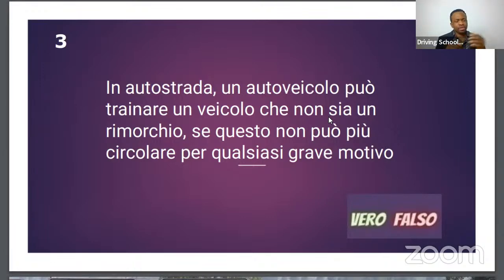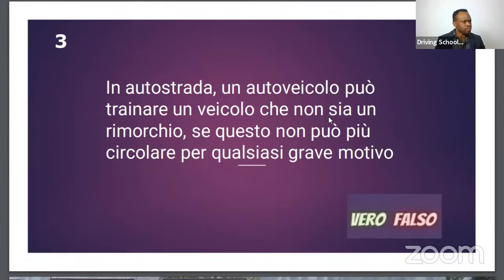One thing I want us to always bear in mind is this: any question we answer here, do not allow that question to give you a headache on your exam day. Always try to make sure you understand why it is vero and why it is falso. That is why I go that deep. It's not that I like to waste time. Understanding it that way will help you figure out the right answer on your exam day. So if you don't understand anything, do not hesitate to leave your question in the comment section.